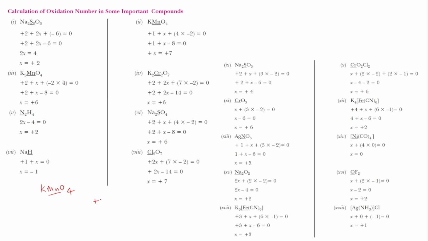So contribution is +1 from potassium, plus manganese I have to calculate, so I will assume it to be X. Then 4 times oxygen, and oxygen is -2, so this is equal to 0. So +1 plus X, 4 twos are 8, -8 is 0. So X - 7 is 0, so X is equal to +7. So charge on this manganese is +7. So in this way we can calculate. So these are the examples.